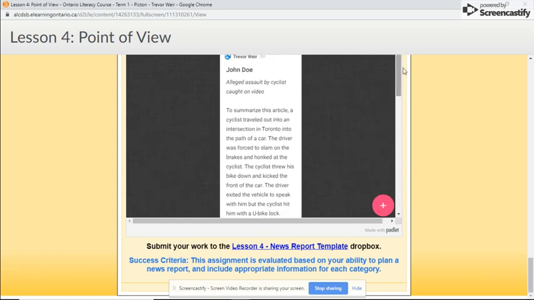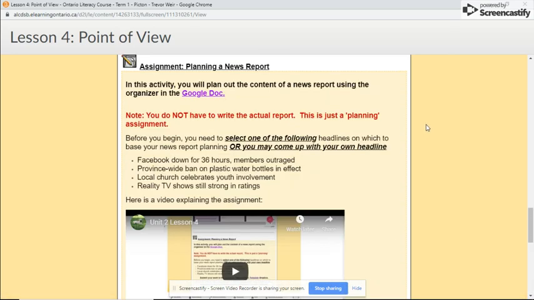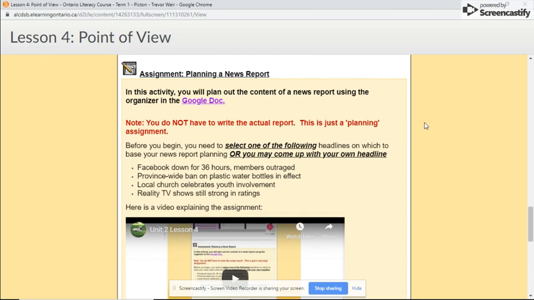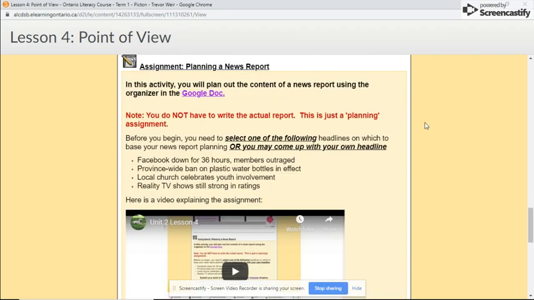So watch the video, make a discussion post, finding an article, summarizing it. Please embed the link properly. Now, then we're going to go down, and you're not going to actually have to do the actual news report. Okay, so big red, you do not have to write the actual report. This is just a planning assignment.